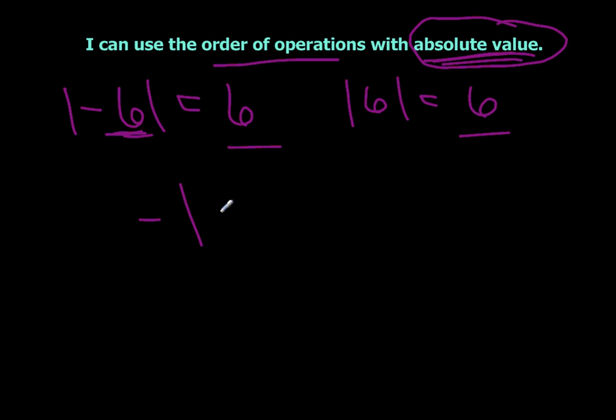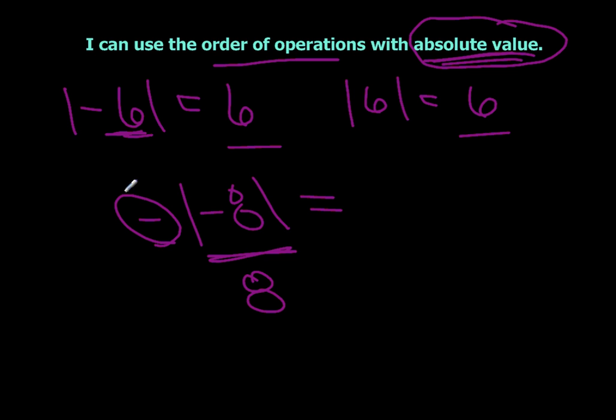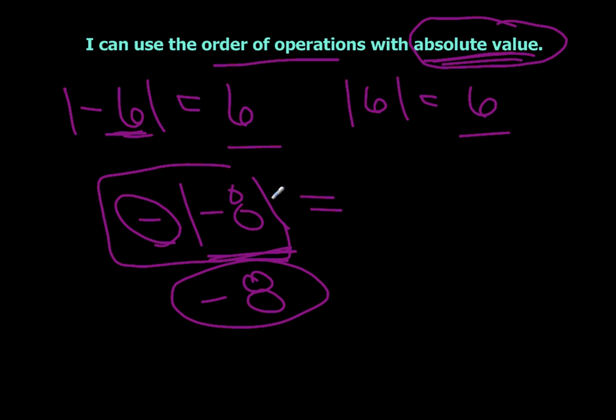Well, if we take a look at this problem, it tells us to take the absolute value of -8. Well, -8 is 8 spots from zero, so that gives us an answer of 8. But then this negative out here says, what's the opposite of that answer? Well, the opposite of +8 is -8. So after we do all the operations here, we end up with an answer of -8.